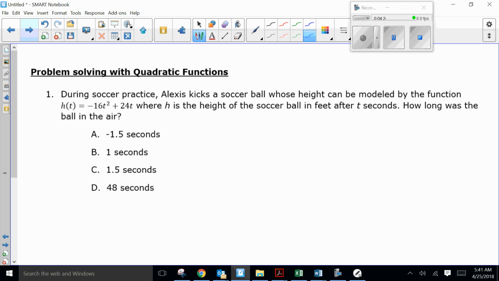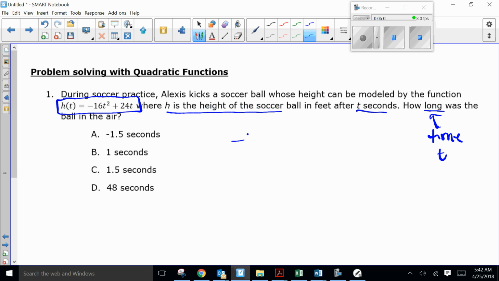Okay, so problem solving with quadratic functions. During soccer practice, Alexis kicks a soccer ball whose height can be modeled by the function h of t equals negative 16t squared plus 24t, where h is the height of the soccer ball in feet after t seconds. How long was the ball in the air? So how long means I'm solving for the time. So I'm solving for t. So this is just me solving another quadratic equation.